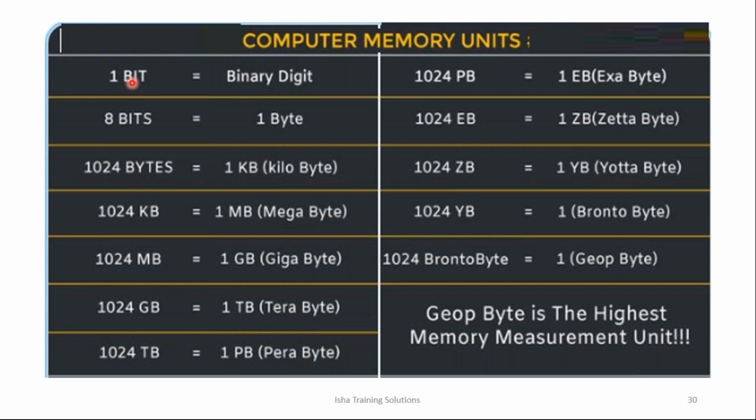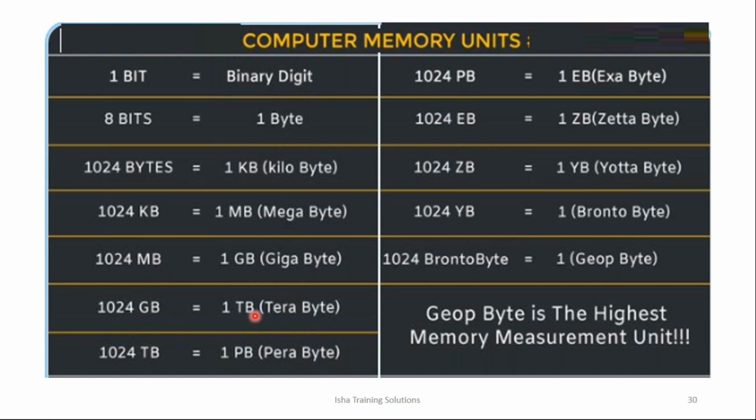Similarly, 1 byte is simply nothing but 8 bits. 1024 bytes make 1 KB. 1024 KB makes 1 MB. 1024 MB makes 1 GB. 1024 GB makes 1 TB. Like that. Now you people are using smartphones, right? 4 GB RAM and 64 GB inbuilt memory. So you people are having 64 GB memory. So 64 GB into 1024 MB will be your memory size.